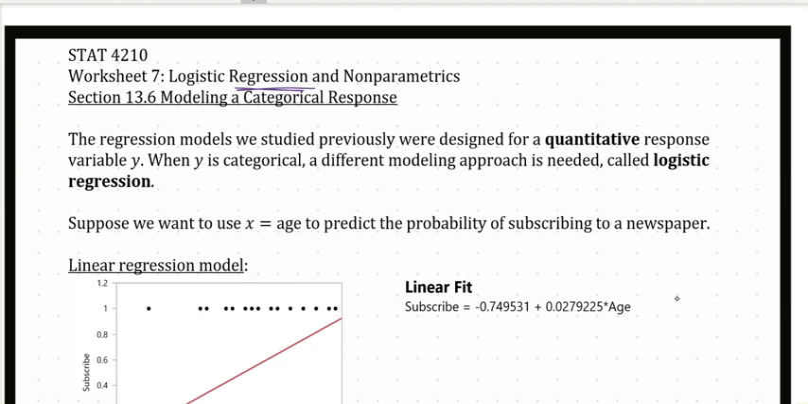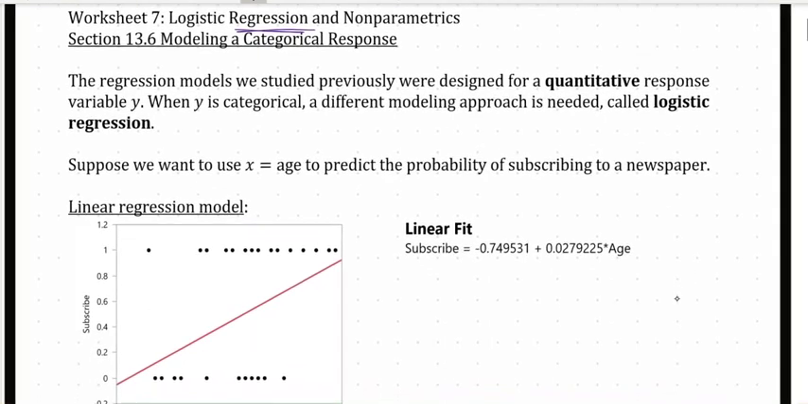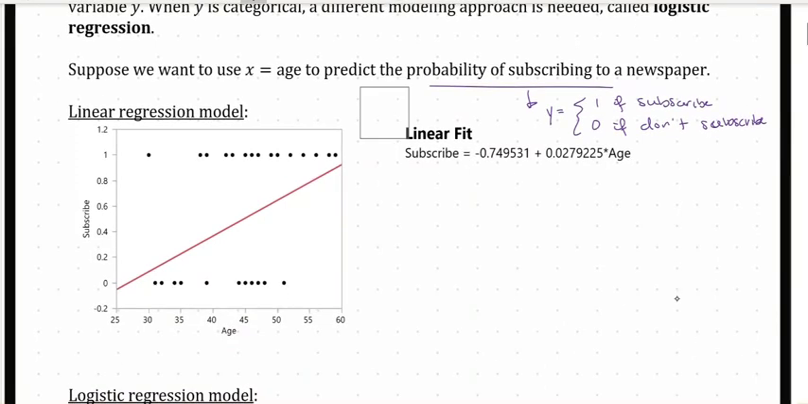So the example we're going to talk about is using age to predict the probability of subscribing to a newspaper. And the issue here is that you either subscribe or you don't. So our response is kind of like an indicator variable where we've got 1 if you subscribe, and that would be a success. I cannot spell today. So 1 if you subscribe, and 0 if you don't subscribe, which of course would be a failure if you are the publishing company.